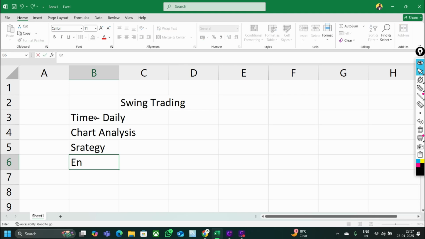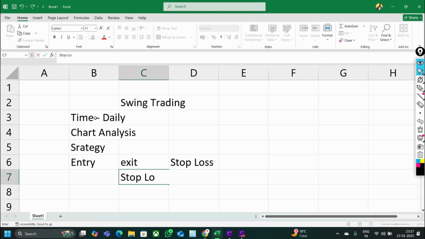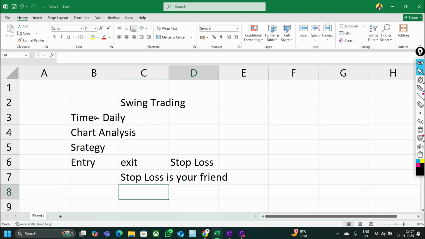You have to know where to take entry, when to take exit, and you have to follow stop loss. Stop loss is your friend. If you do not follow stop loss, then maybe you will book lots of loss. There is no 100% accuracy. If you win 70% of the time, if 70% of your trades are profitable, that is enough. We can't be 100% profitable in trading. This is the reality.